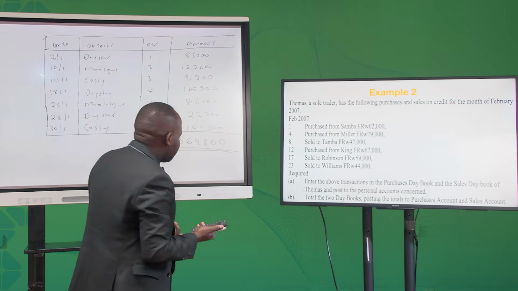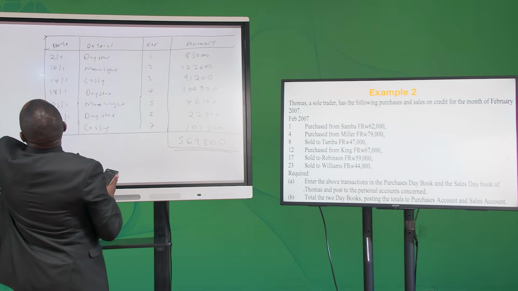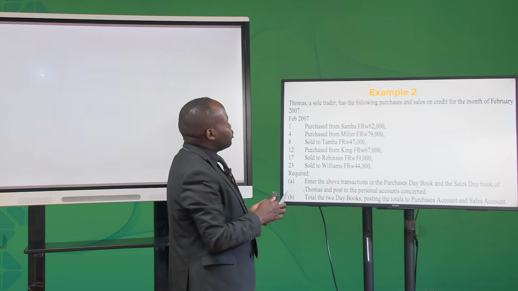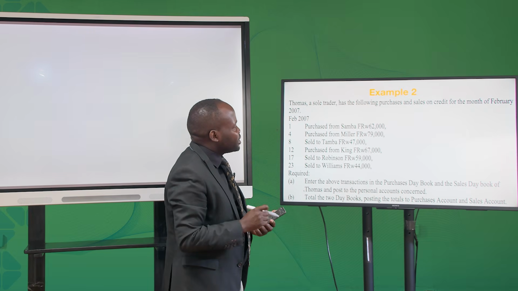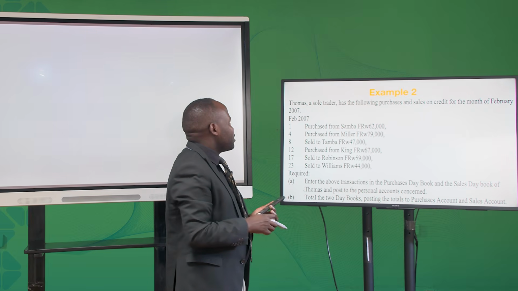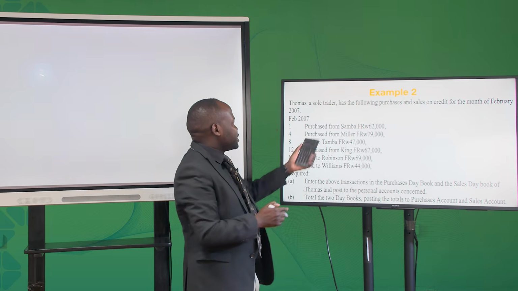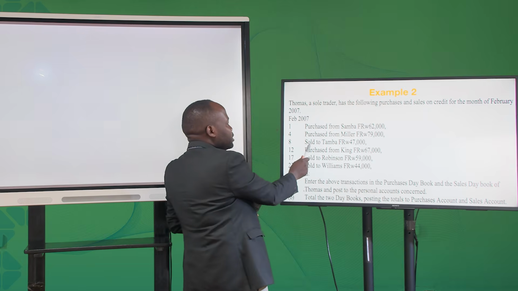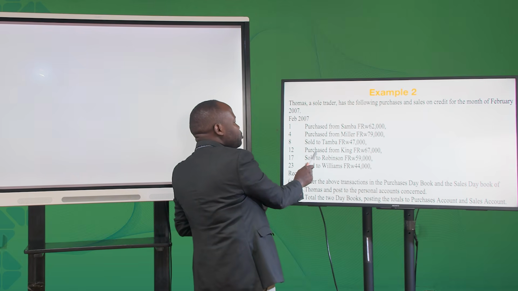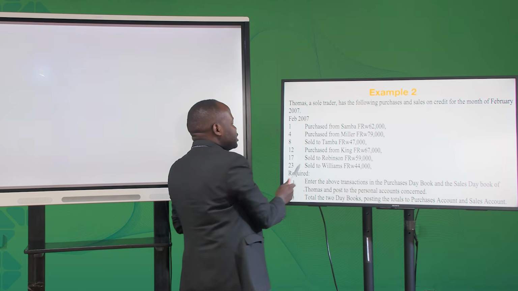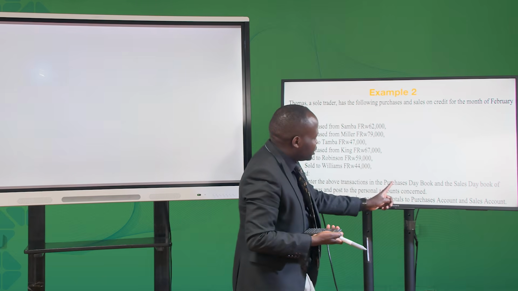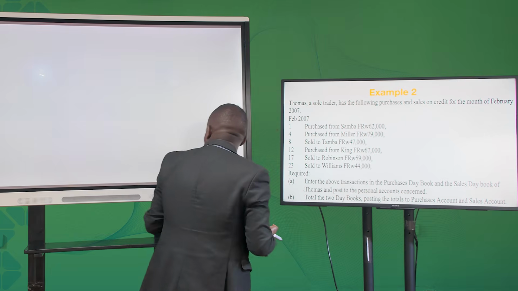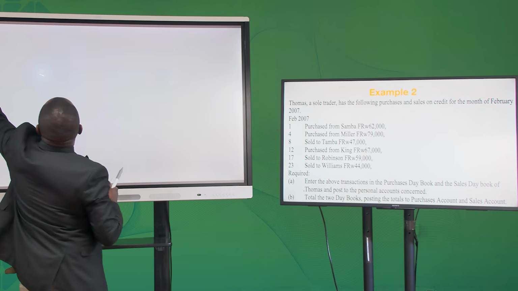Example 2, the same concept or the same logic in example 2. Now, Thomas, a sole trader, has the following purchases and sales on credit for the month of February. So purchase, these will go to purchase day book, sales day book, purchase day book, sales day book, sales day book. So enter the above transactions in the purchase day book and sales day book. So it's just a repetition of these.